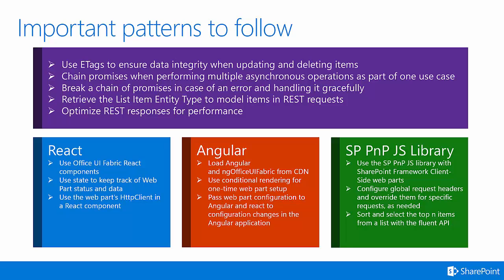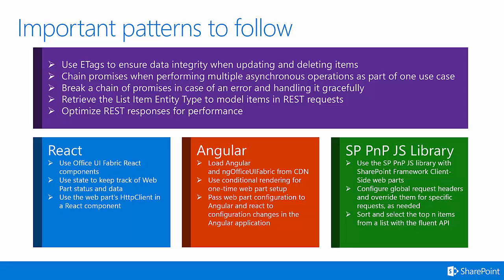Use state to keep track of the web part's status and data, and use the web part's HTTP client in a React component. With Angular, you're going to want to load your Angular and ng Office UI Fabric from the CDN. Use conditional rendering for one-time web part setup at the very beginning when you first render your web part. That's when you want to conditionally render things. And pass web part configuration to Angular and react to configuration changes in the Angular application.